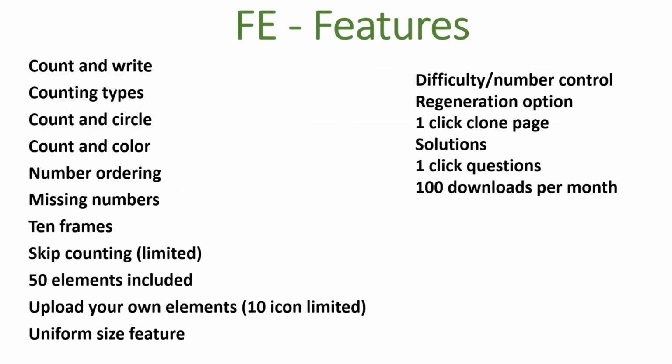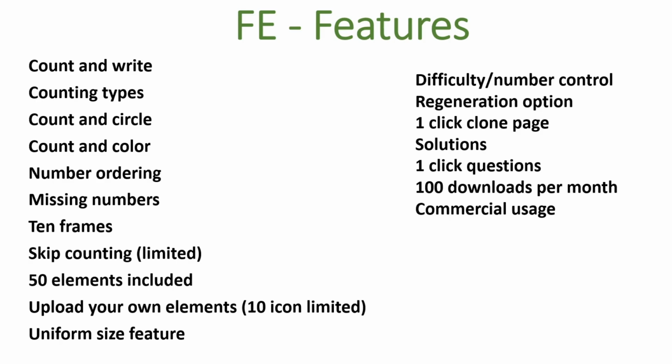Okay, so we get 100 downloads per month. Now there's always a little bit of confusion as to what that actually means. So that means you get 100 times that you can click the download button, not 100 pages. So if you create 50 pages and you click the download button, that is just one download. If you create one page and you click the download button 5 times, that's 5 downloads.